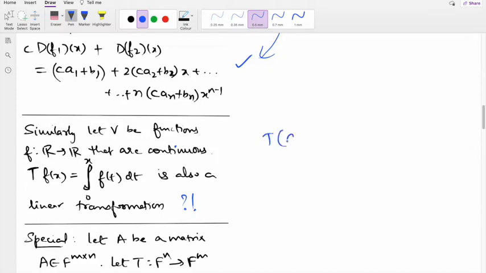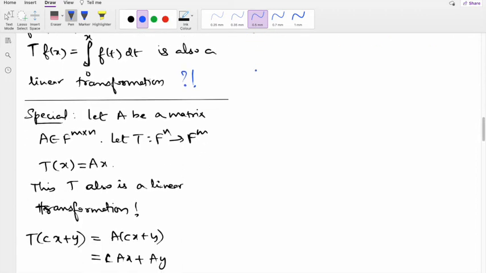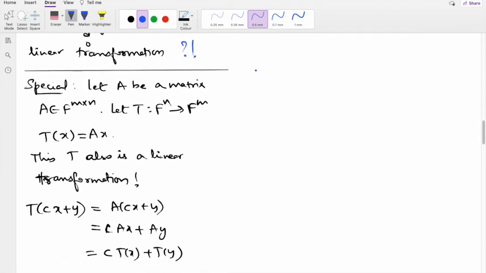You need to look at T of (c f1 plus f2). Will this be equal to c times T of f1 plus T of f2? So this we need to look at. I'll leave it as homework for now, and we'll do it if time remains. Okay, now I'll define a special transformation.